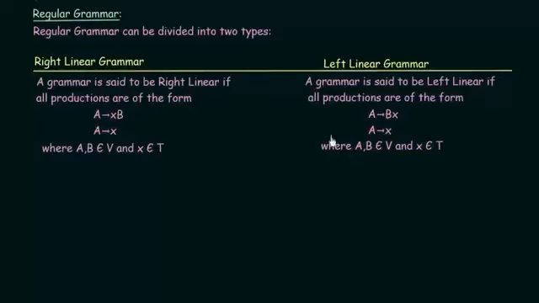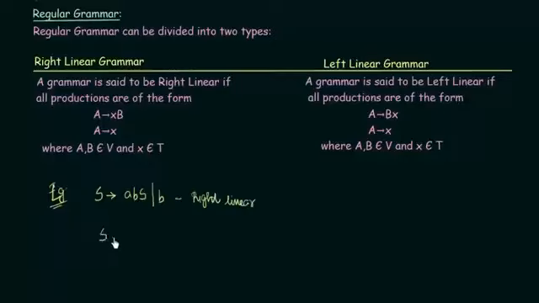Let us take a simple example to understand it in a better way. Let me take a grammar whose production rule is of the form S gives aS and also bS, let's say. So S gives aS and also bS. Here a and b are the terminal symbols and S is the non-terminal symbol. We see that S, the non-terminal symbol, lies to the right of a and b, the terminal symbols. So this is right linear.